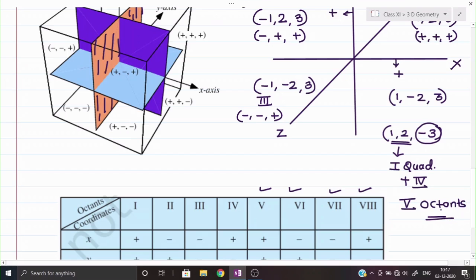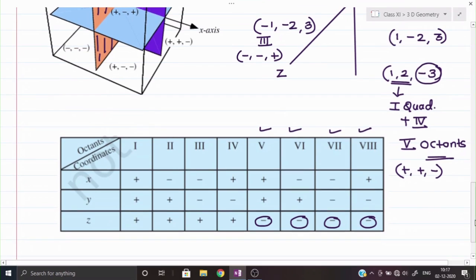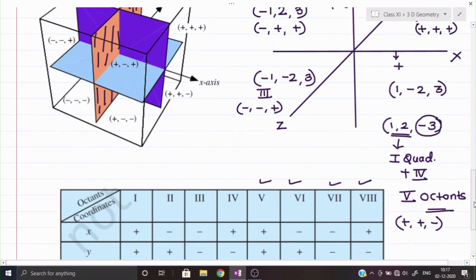One more example we'll see. Or you can say that the fifth octant sign will be plus, plus, minus. You can check once. Okay, fifth octant, what is the sign given to us? Is it right? Plus, plus, minus. Similarly, suppose I say I have one coordinate minus 2, minus 5 and minus 6.